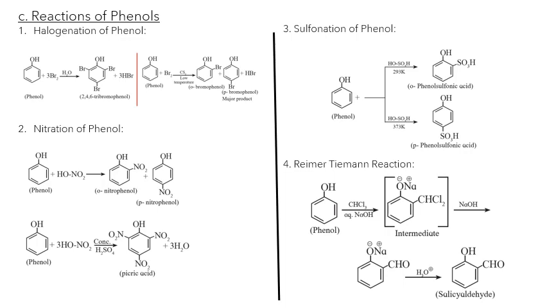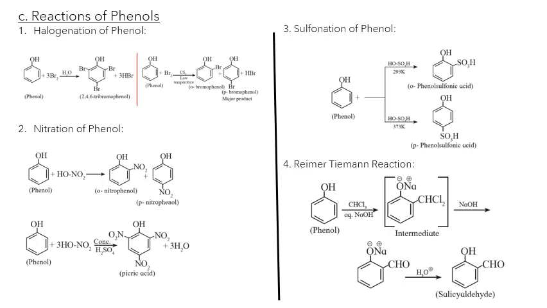If the reaction is carried out in a solvent of lower polarity than water, such as CHCl3, CCl4 or CS2, a mixture of ortho and para bromophenol is formed. Thus, C6H5OH plus Br2 in presence of CCl4 or CS2 or CHCl3 at low temperature gives ortho-bromophenol and para-bromophenol. Para-bromophenol is the major product.